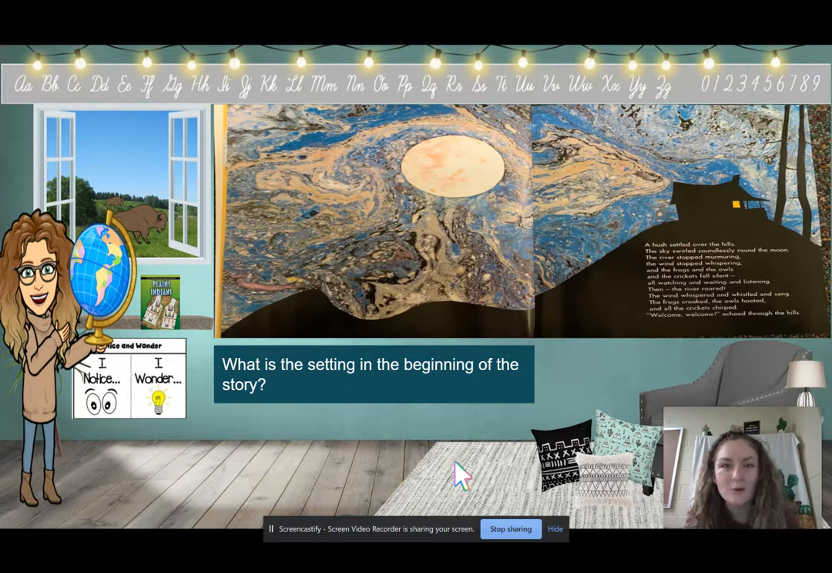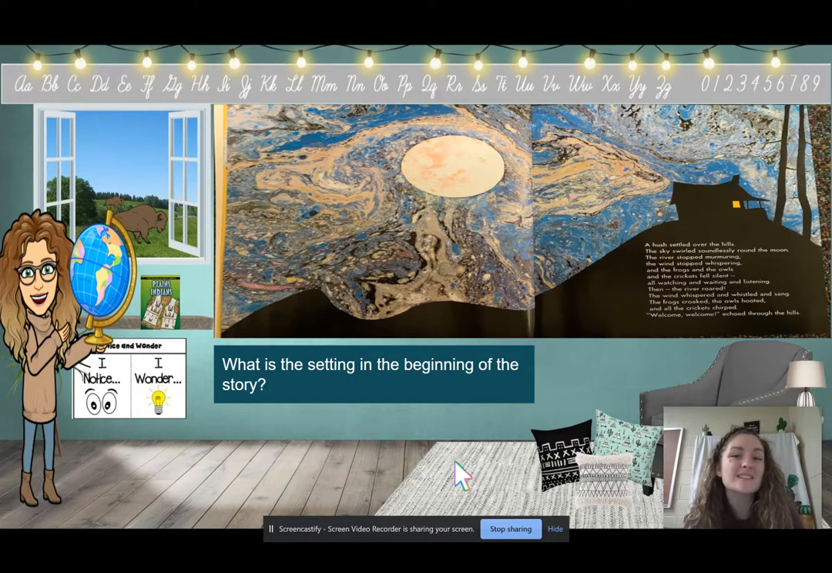Then the river roared. The wind whispered and whistled and sang. The frogs croaked, the owls hooted, and all the crickets chirped. Welcome, welcome, echoed through the hills.